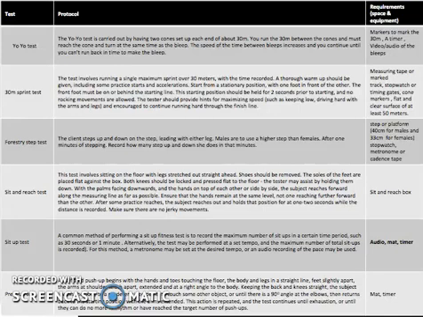Sit-up test. A common method of performing a sit-up fitness test is to record the maximal number of sit-ups in a certain time period, such as 30 seconds or 1 minute. Alternatively, the test may be performed at a set tempo and the maximum number of total sit-ups is recorded. For this method, a metronome may be set up at the desired tempo, or an audio recording of the pace may be used. Requirements: audio, mat and timer.